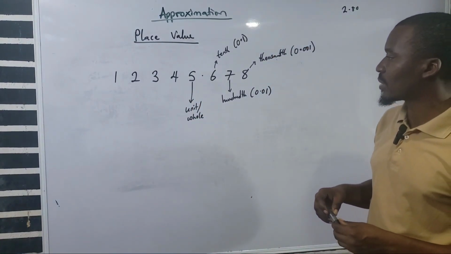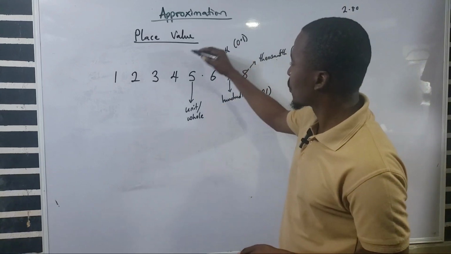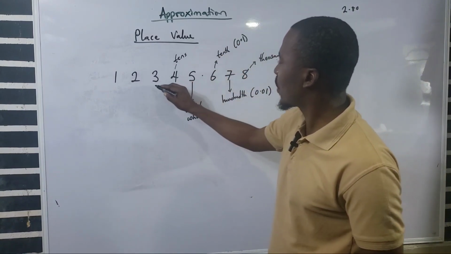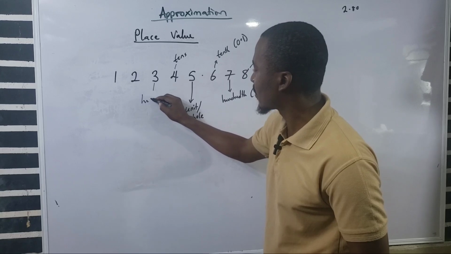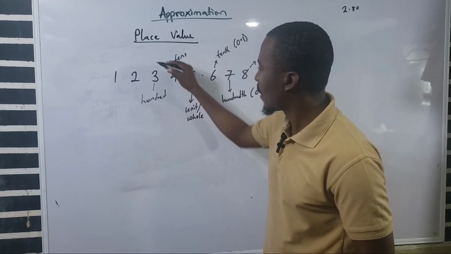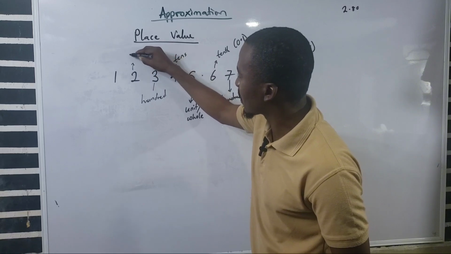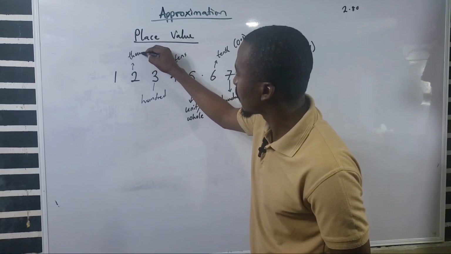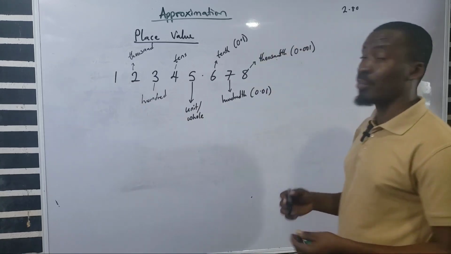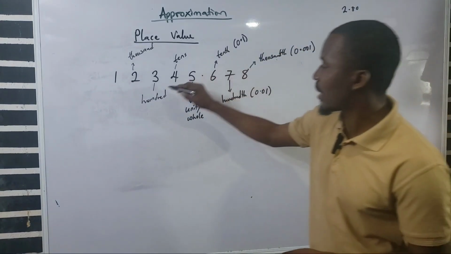the other ones, the integers now. So this one here is tens. This one here is hundreds. This one here is thousands. Of course, tens of thousands. Most times they will not get up to that.